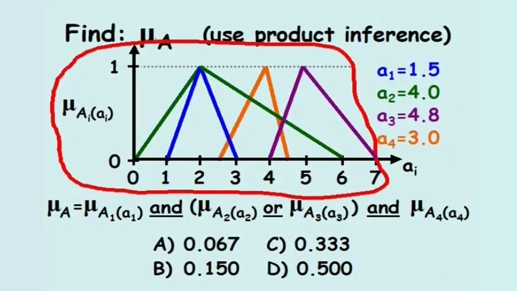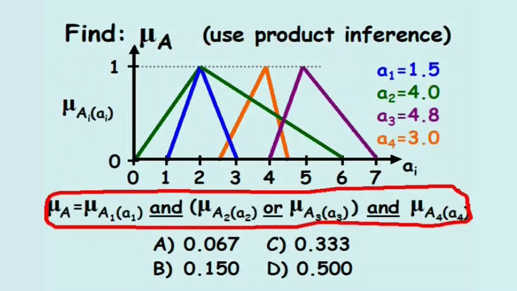To begin, we'll evaluate fuzzy numbers mu A1 through mu A4, and then return to evaluate to what degree of fulfillment the premise is satisfied.